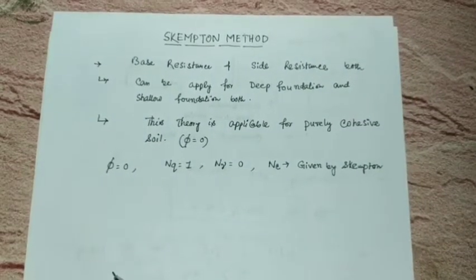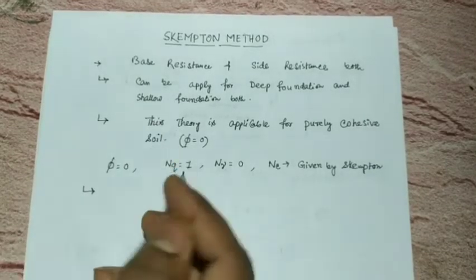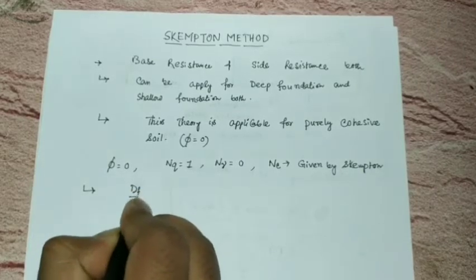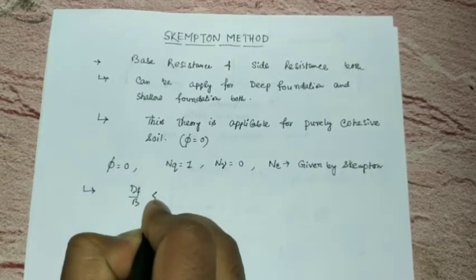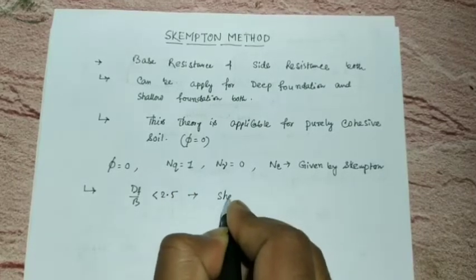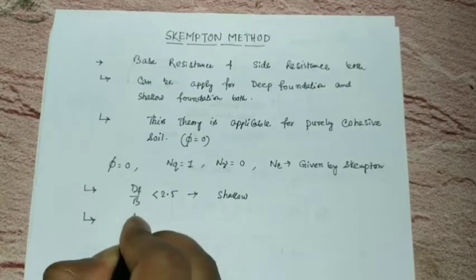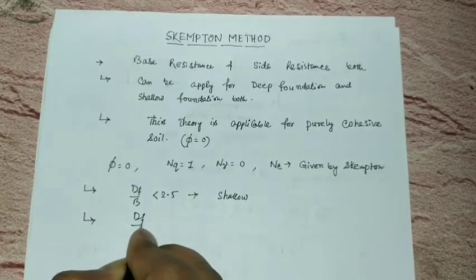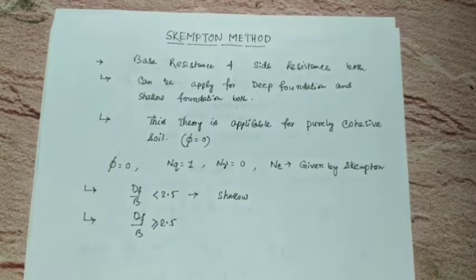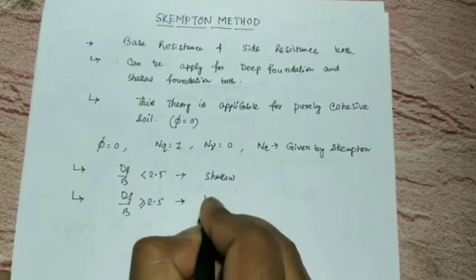As I described in my first lecture, according to the Skempton method, when the D by B ratio is less than 2.5, it is called shallow foundation, and when D by B is greater than or equal to 2.5, it is called deep foundation.